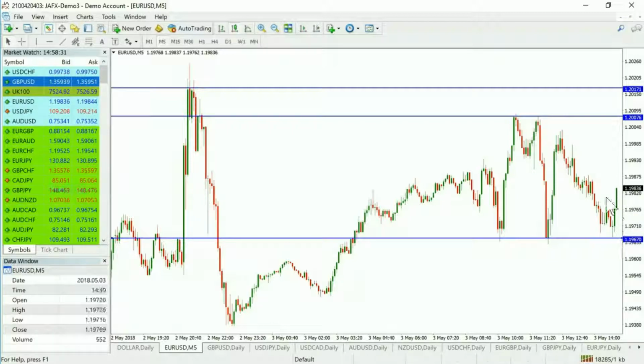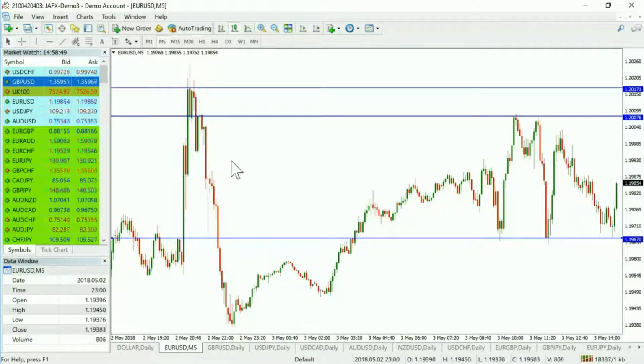So let's say we like the potential to buy this market around this price, and this is a live reactive price. So let's say we quite like this kind of setup. We've bounced off the 1967. We've seen a structural failure to the upside, and we now want to buy this particular market.